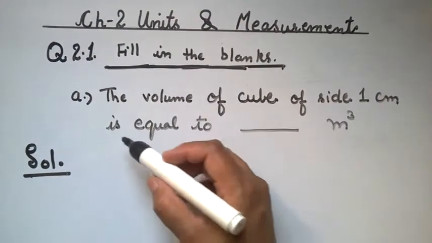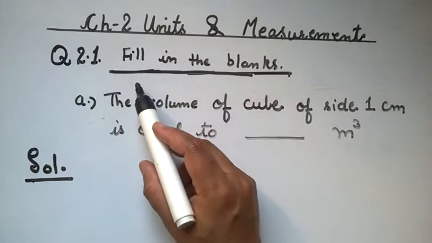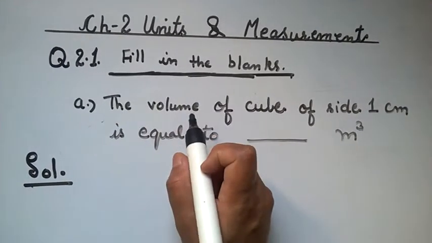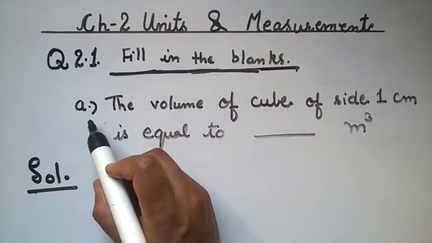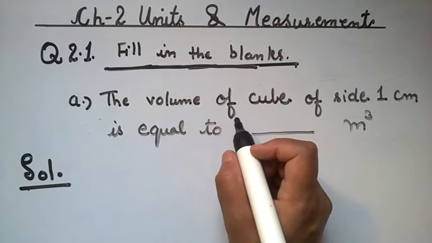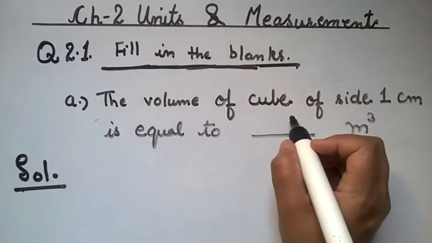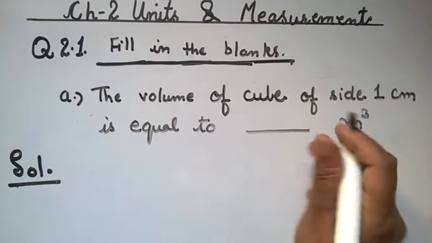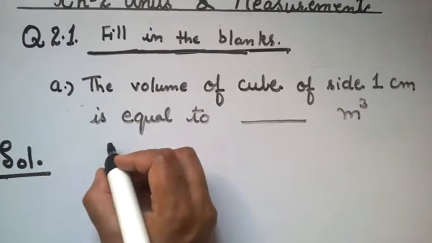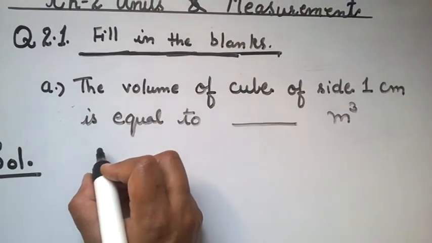Let's solve numerical number 2.1 of chapter number 2, Units and Measurements. In part A, it is given that the volume of a cube, we have to find the volume of a cube in meter cube, and side is given, that is 1 centimeter.